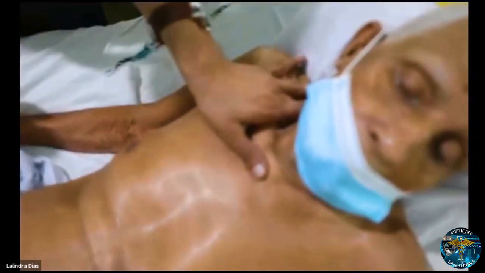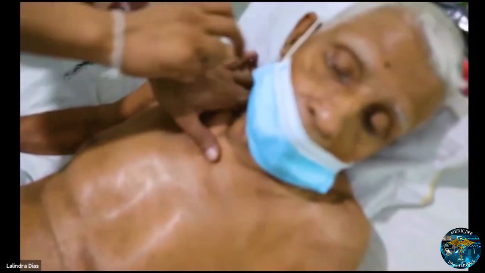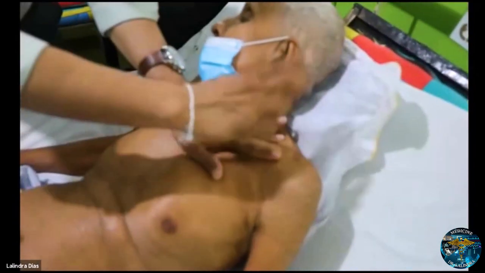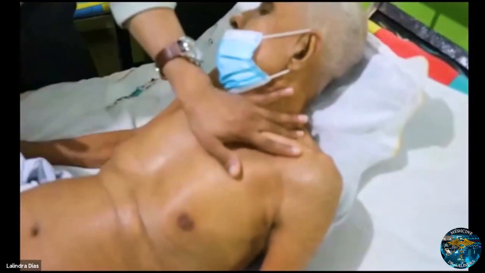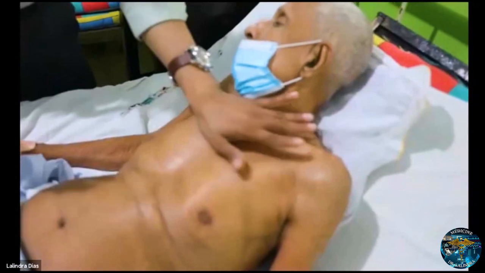So you heard the resonant note. And immediately, then you have to compare with the other side. See, I'm rolling my middle finger above his clavicle at the root of the neck. So same on both sides, resonant note, only two percussions.